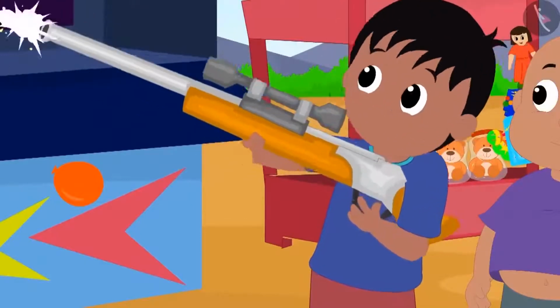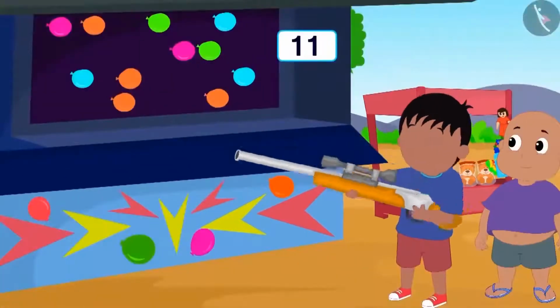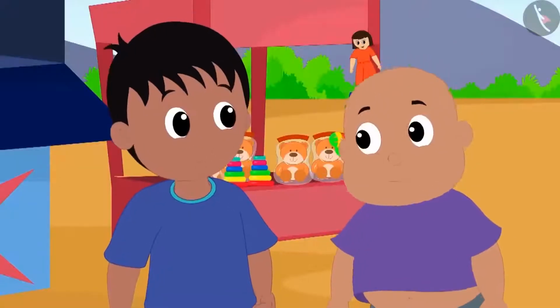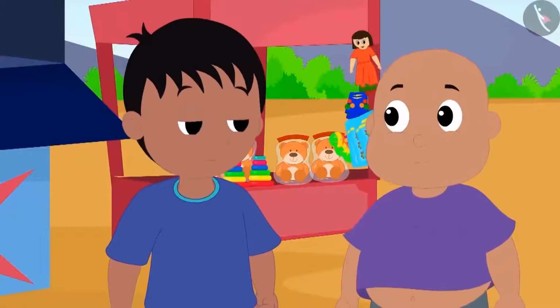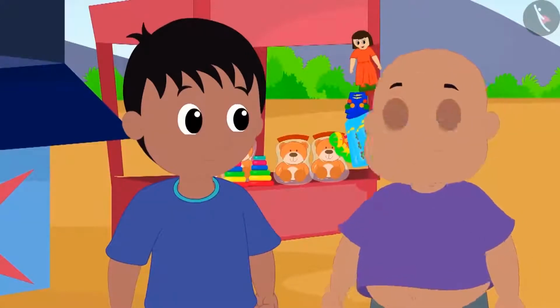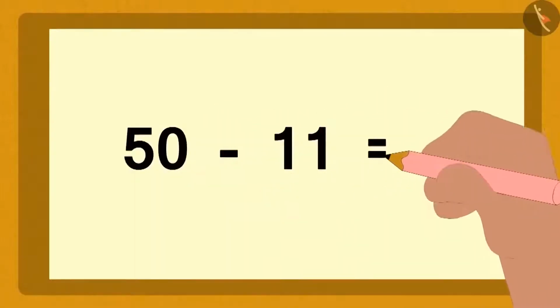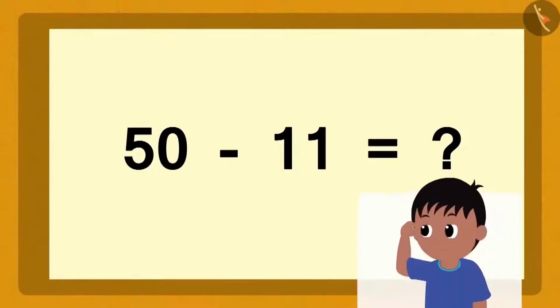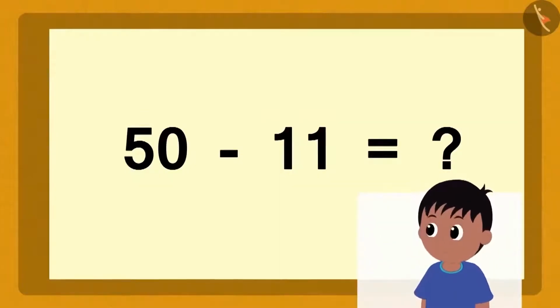When his turn got over, 11 balloons were left. Bablu asked Raju how many balloons he had burst. Bablu immediately wrote this question on a piece of paper. But Raju started thinking because he could not understand how he could possibly subtract 1 ones of 11 from 0 ones of 50.